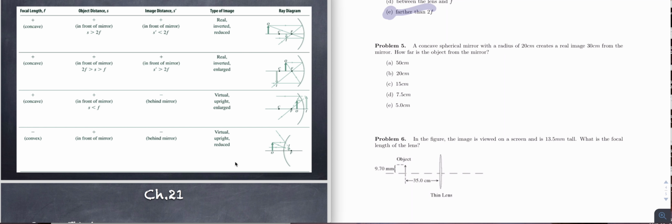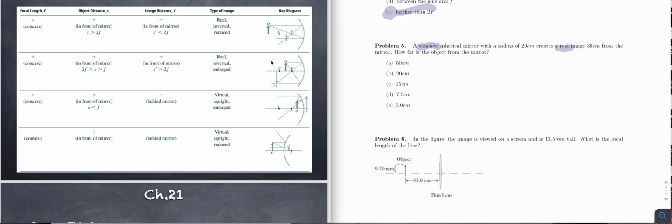And then this is a convex mirror. This one's not applicable because it says it's a concave mirror. It says that it's a real image. Okay, so that means that this scenario is not applicable. This one forms a virtual image. So that means I'm over here, and one of these two.